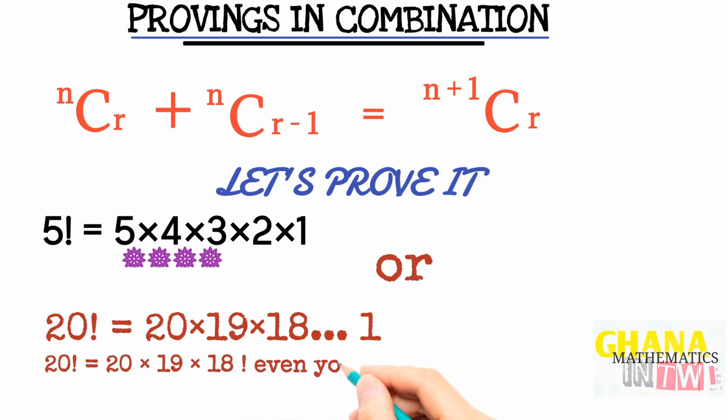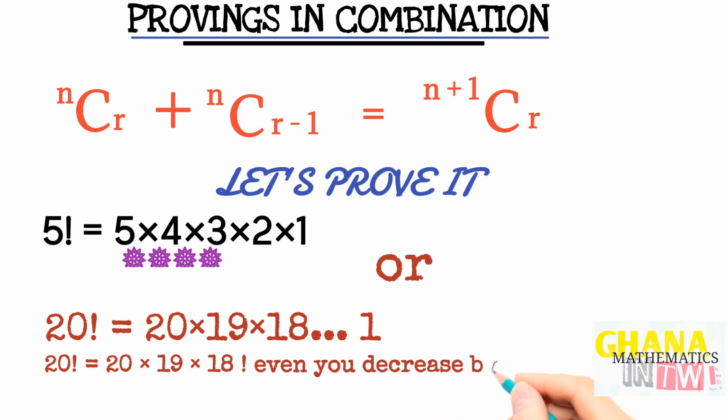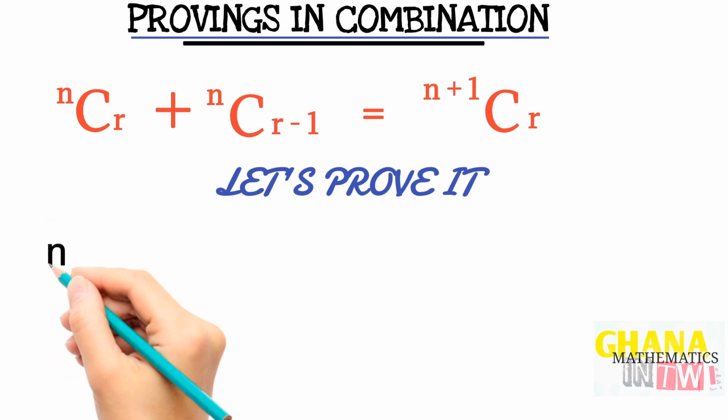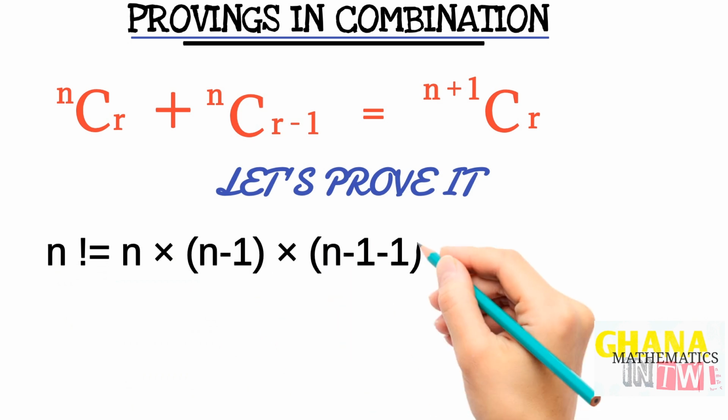Someone can also say that 20 factorial is 20 times 19 times 18 factorial. And 18 factorial is actually 18 times 17 times 16 up to 1. So it is the same thing. You can write the factorial anywhere you want. You can write 20 times 19 times 18 times 17 times 16 factorial. 16 factorial is 16 times 15 times 14, so decrease it by 1.